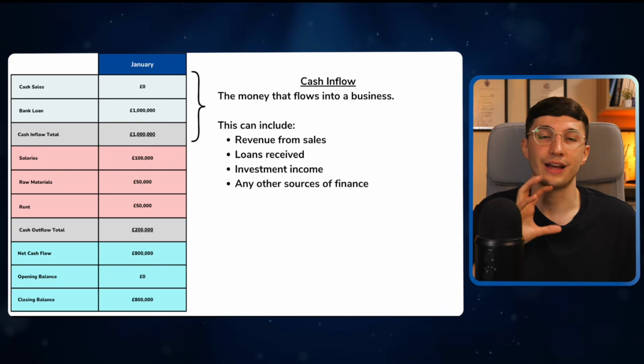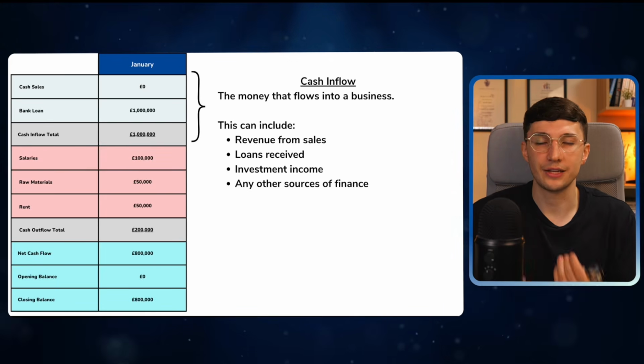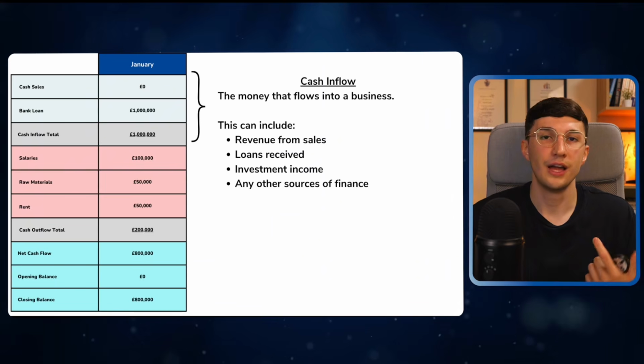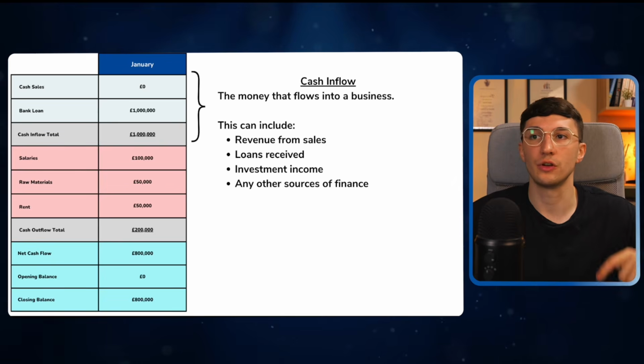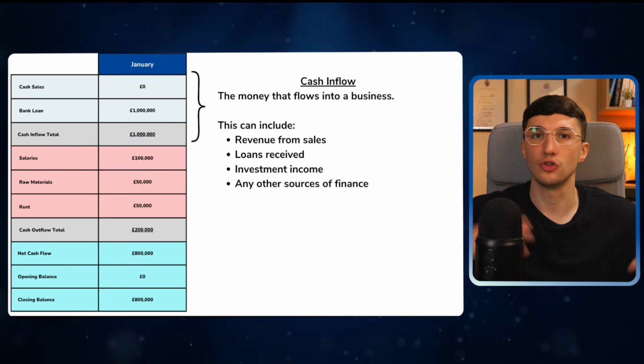The first section is our cash inflows, which is just any cash, any money flowing into the business. This could be from revenue that you make. This can be from your different sources of finance. So for example, a bank loan, investment, share capital.